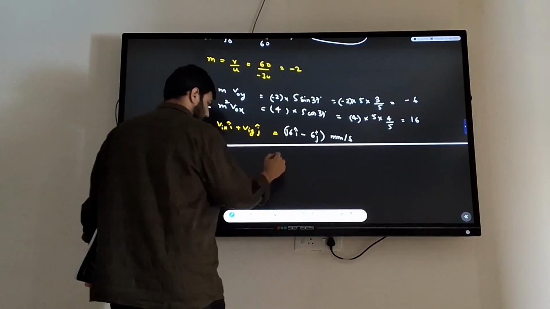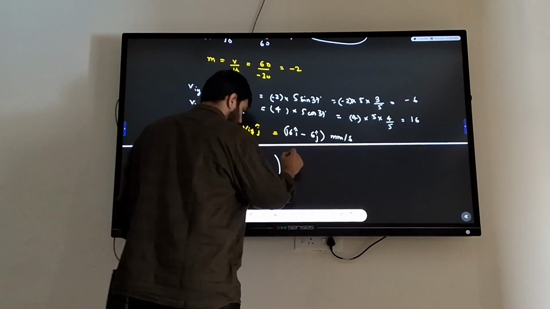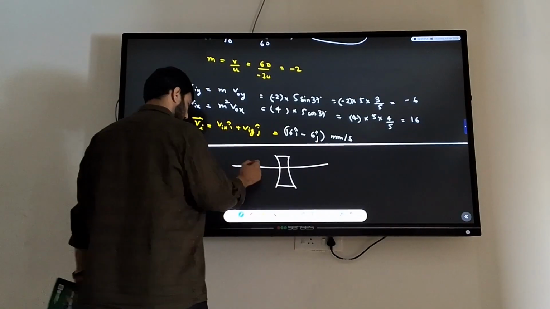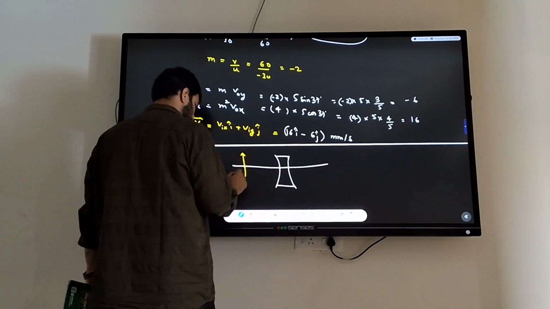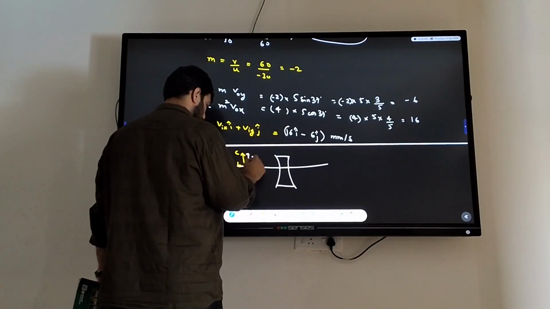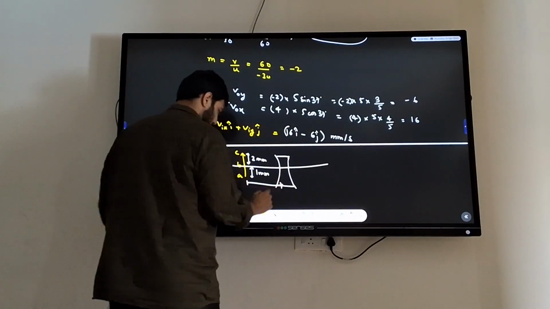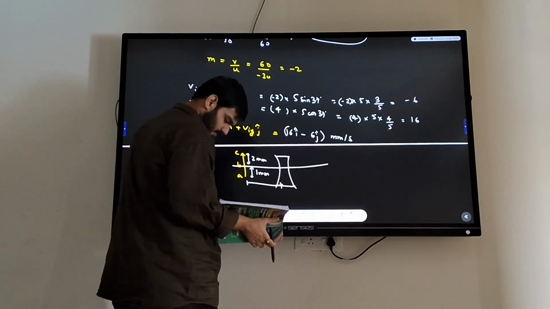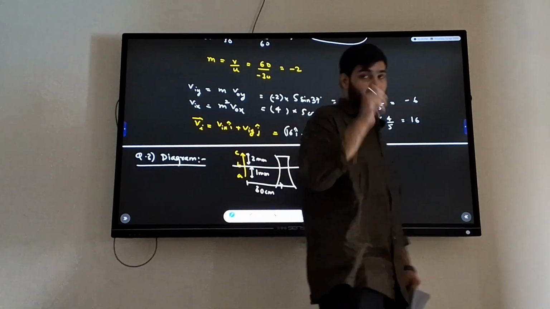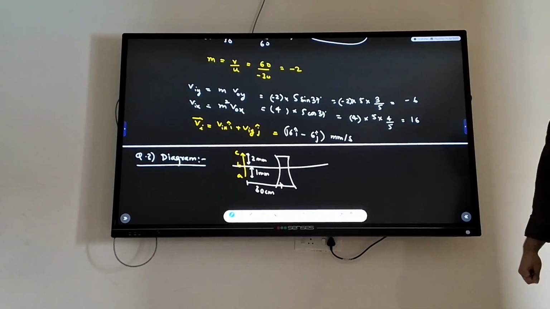And the diagram is something like concave. So this is given to be 30 centimeter. Again, a question that I have already done in the class. Hopefully this is question number 3.